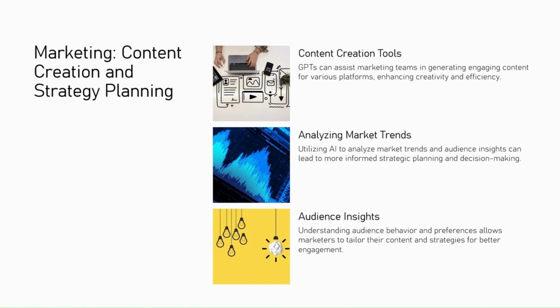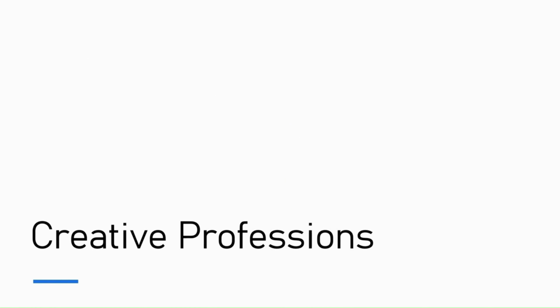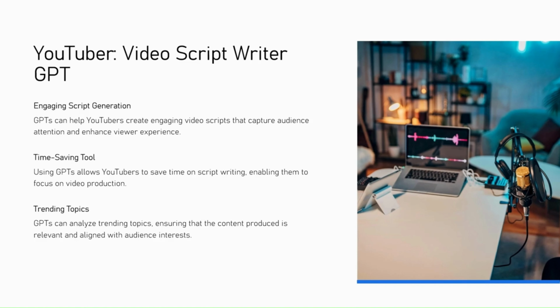Marketing teams can use GPTs to create content like social media posts, blogs, and emails. They can also help plan strategies by looking at market trends and what people like. In creative work, custom GPTs can help with ideas, editing, and making content, helping professionals do their job very well. YouTubers can use GPTs to write video scripts on a popular topic. This saves time and keeps their content fun and up to date.